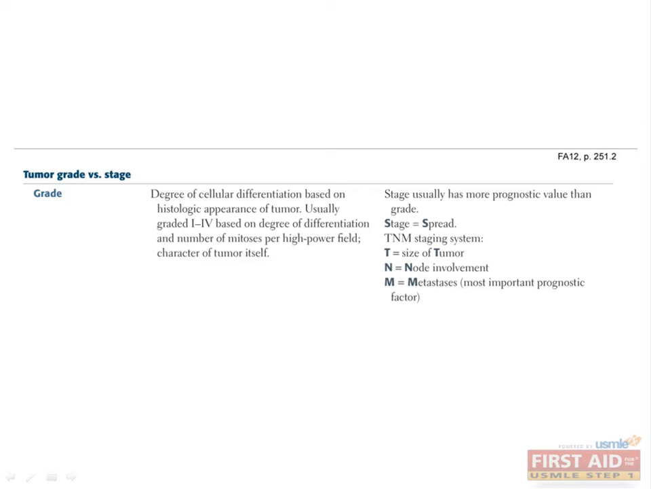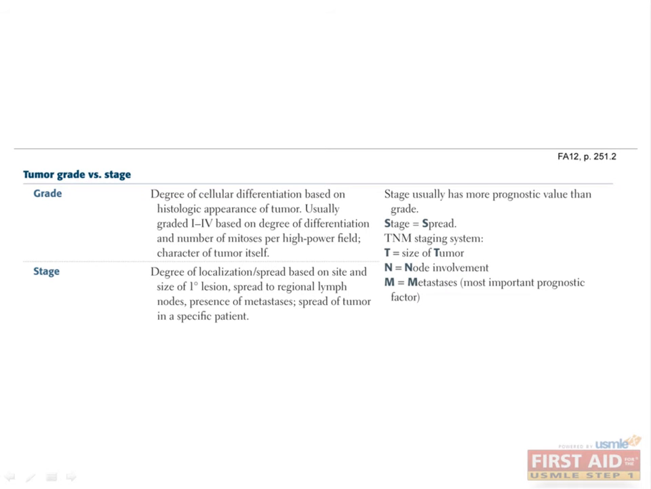Grade is based on how nice the tumor looks under the microscope. More organized is low grade, and more chaotic is high grade. The most important thing to remember about grade is that it does not typically have value in prognosis. That's where stage comes in.